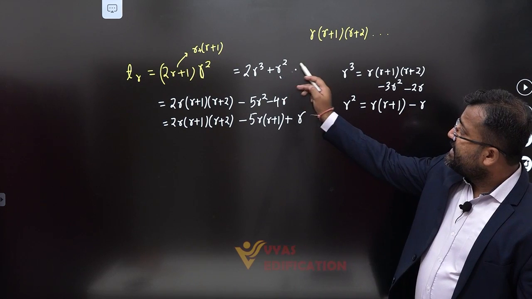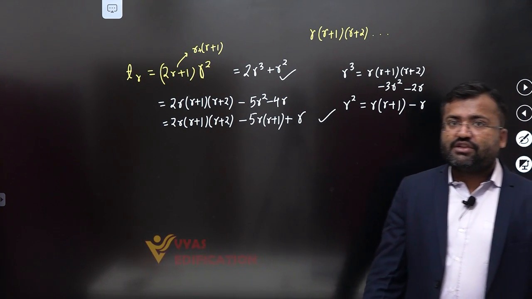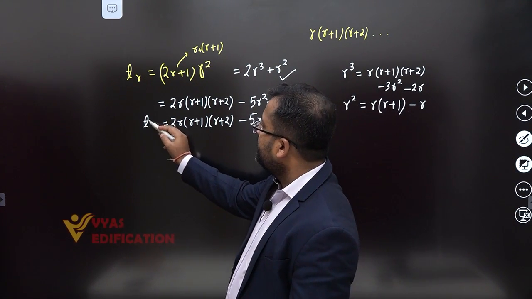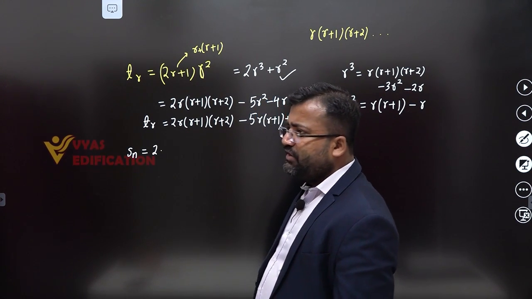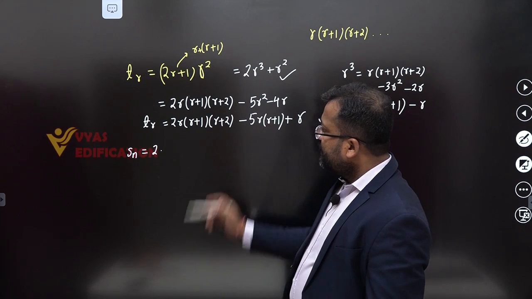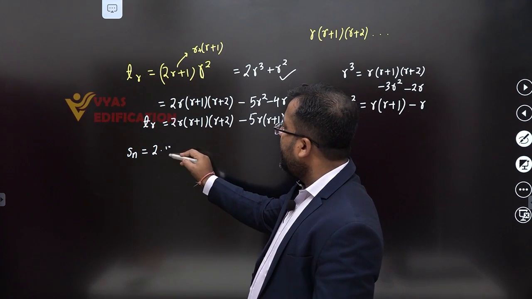So I have written this expression as this expression. Tr has been written in this manner. Now Sn will be for this. 2 comes out common. 2 is not important. The rest of the things are important, and the summation of this will be n.